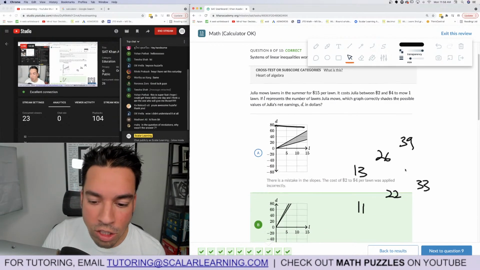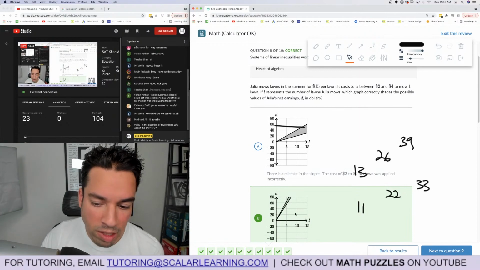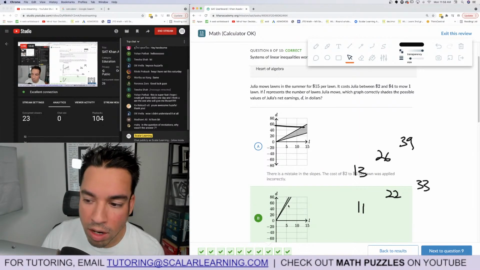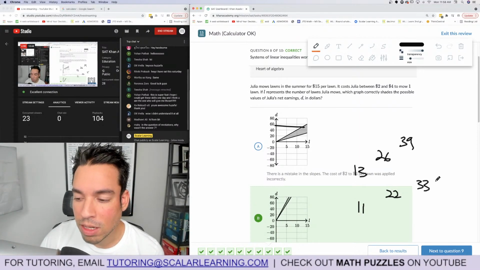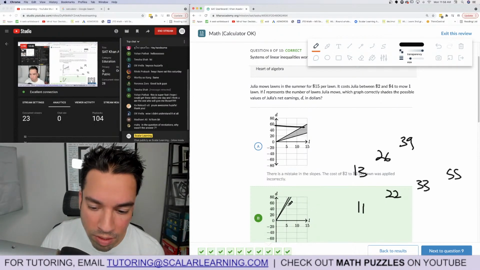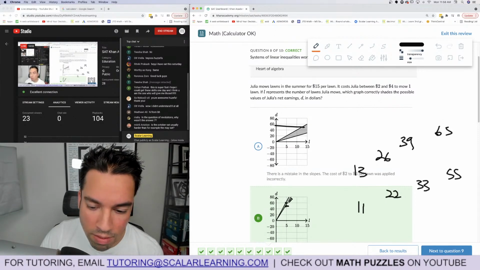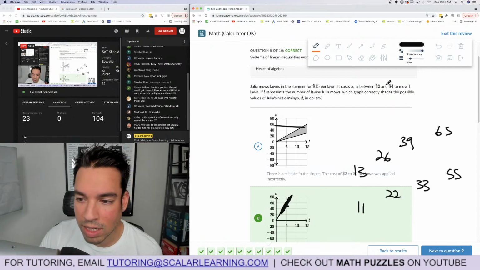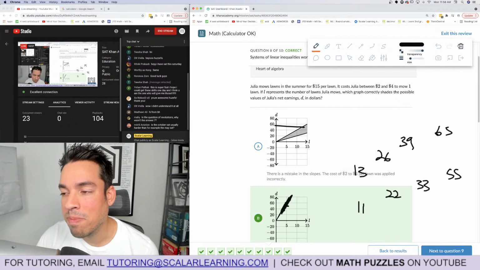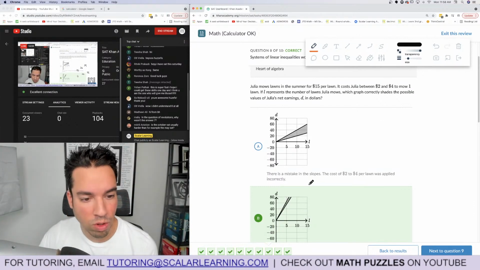for 3. Now, I just looked at 5 because I thought that was shown on the graph, and I'm like, okay, well, at 5 lawns, if she's making 11, she could make as low as 55. That looked like about 55. And as high as 65, right? 5 times 13. That looks like about 65. And it could be anything in between there because that's the bottom and top value. That's why this is the correctly shaded one.